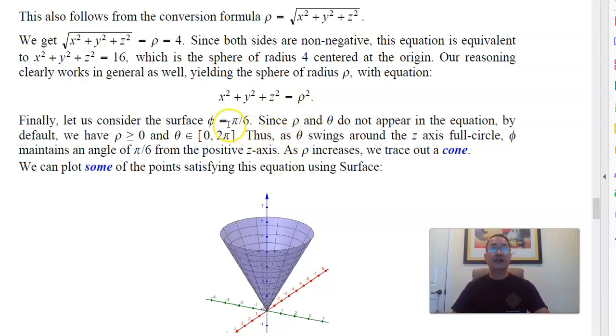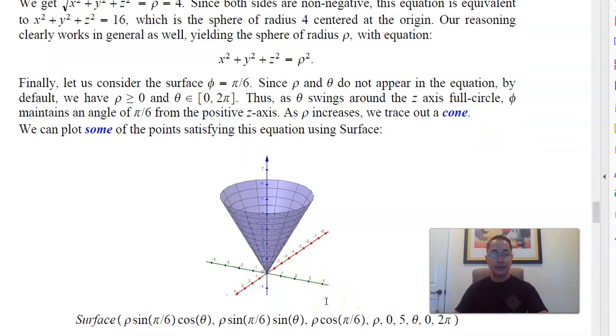So what if we now fix phi, the angle of phi, to be a constant? Pi over 6, let's say. We're looking for all the points rho, pi over 6, theta. Rho can be any positive number. Theta will be anything from 0 to 2 pi, and again, that takes us full circle. We get a cone, a cone that makes an angle of pi over 6 with the positive z-axis.